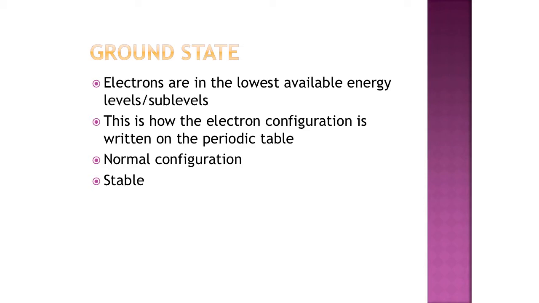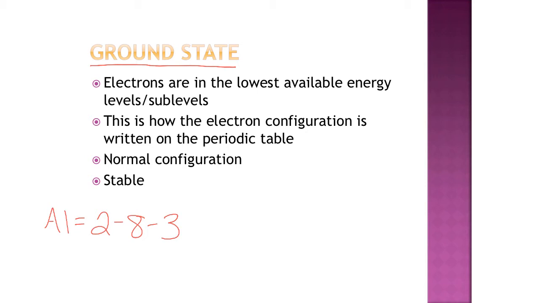So when you have a question that says, what is the ground state electron configuration for aluminum? All you do is go to the periodic table, look up aluminum. Aluminum's electron configuration is 2, 8, 3. So that would be what it is in the ground state.